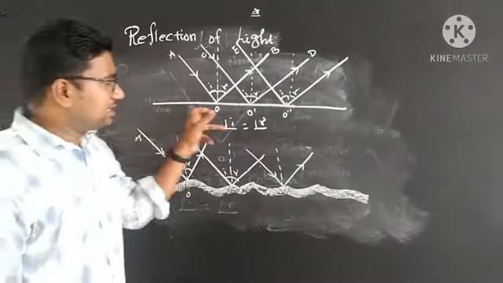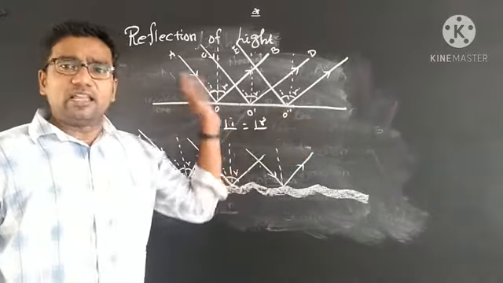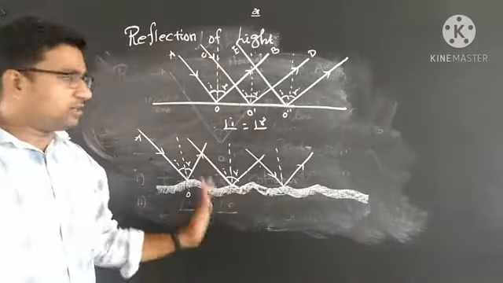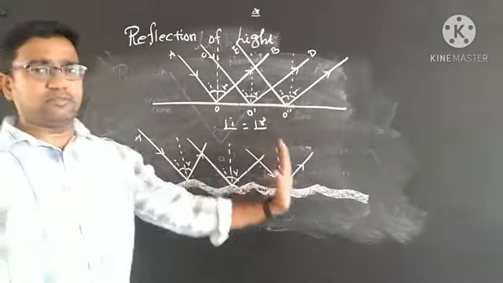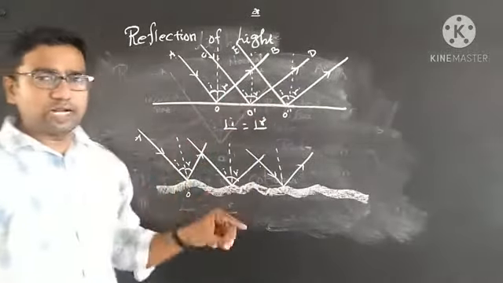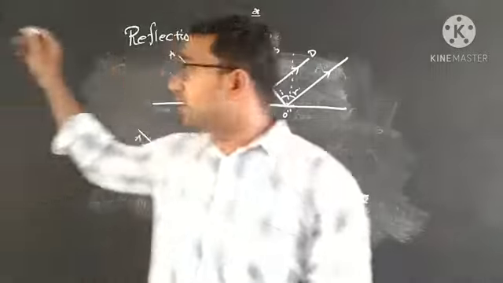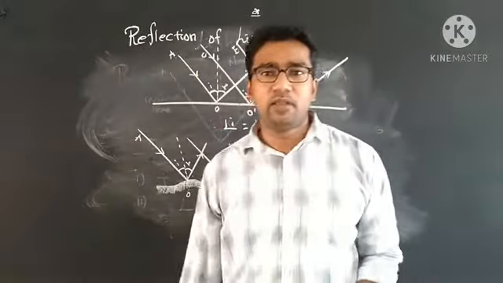Even though the reflecting surface is irregular, flattened, or curved, whatever it is, the two conditions will be satisfied. Then only the reflection will occur. Okay, students.